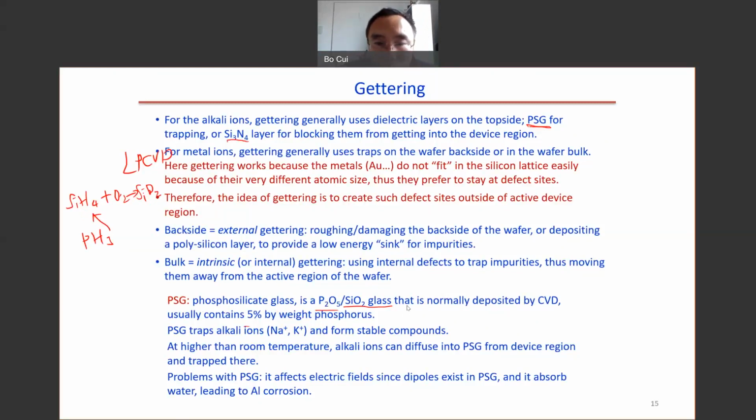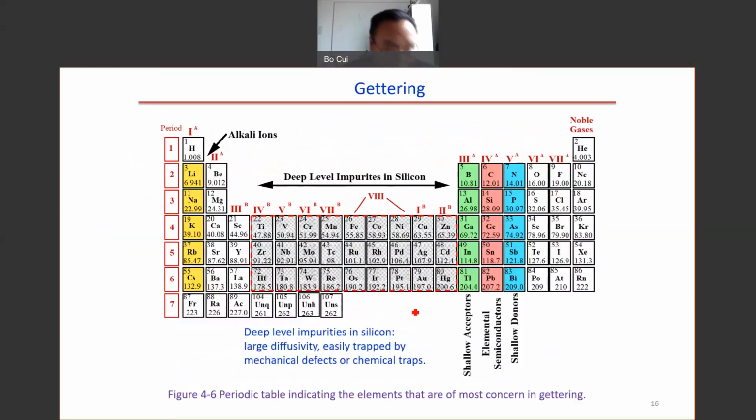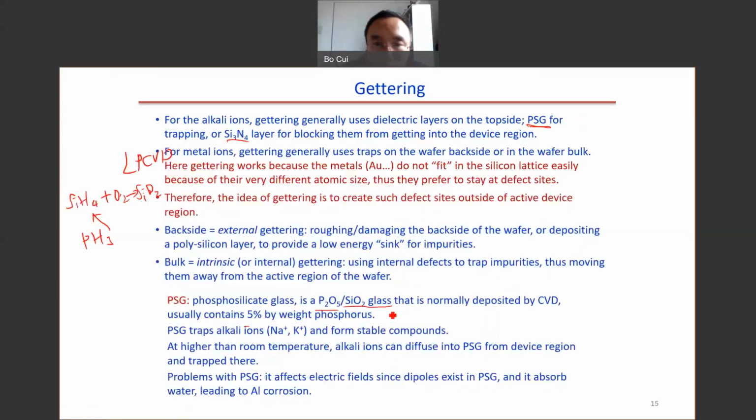In chapter 2, we also talked about BPSG. The B means boron phosphorus silicate glass. We have to use BPSG there, but here it is the PSG. So this one will trap the alkali ions.